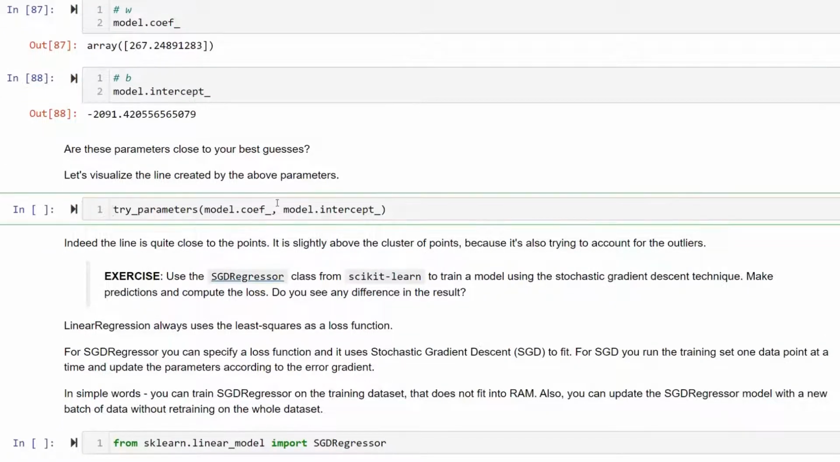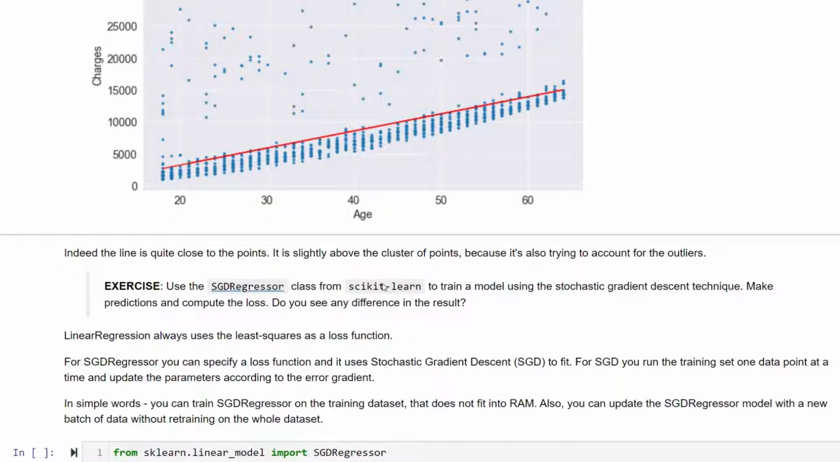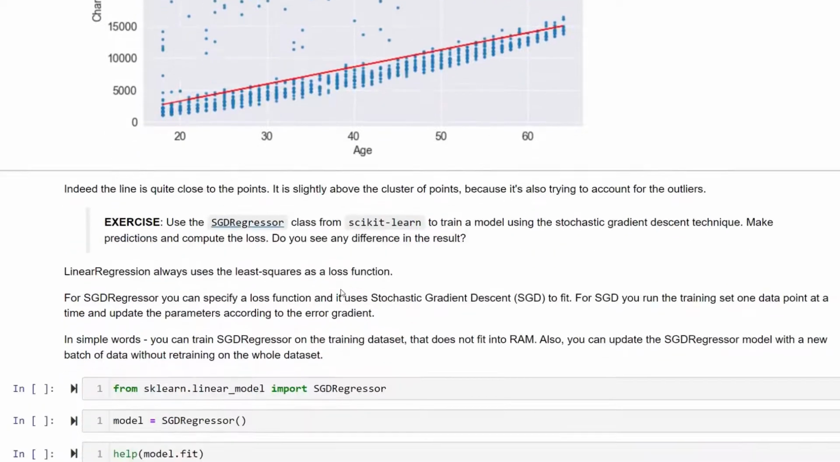Let us make the line which the computer has given. So here we go. The root mean square error will be 4662, and the predicted line will be very close to the actual values. The computer has done this by itself. It has drawn a predicted line, shown in red, taking age as input and predicting the charges as well. Indeed this line is quite close to the points; it's slightly above the cluster of points because it's also trying to account for the outliers. Some outliers have been drawn outside of the box, so we can call that model overfitting.